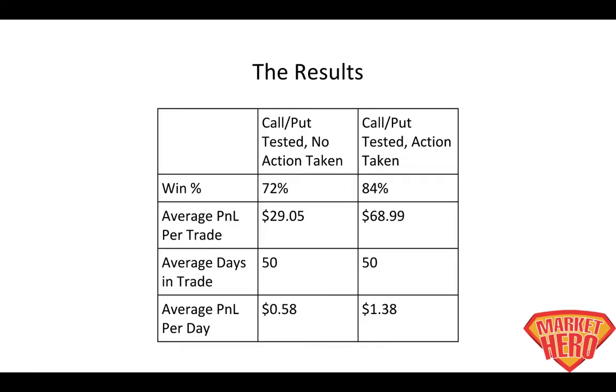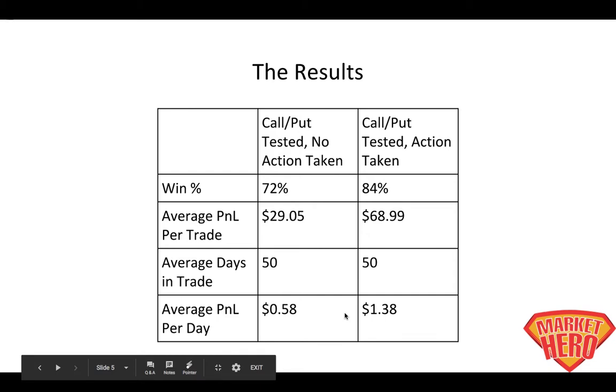In the first column, both of these are only if the put or the call were tested, which means the price of the stock gets to the strike price of the put or the call. So over 14 and a half years of data, when the call and put were tested and we did absolutely nothing, this is still a profitable strategy. This is like the worst case scenario, because what's not in here is when the call or put were never tested. This is just when they are tested. You're right about 72% of the time, which is still better than 68% of the time. Remember, this is your worst case scenario. Average P&L of $29 per trade, average P&L per day of 58 cents.